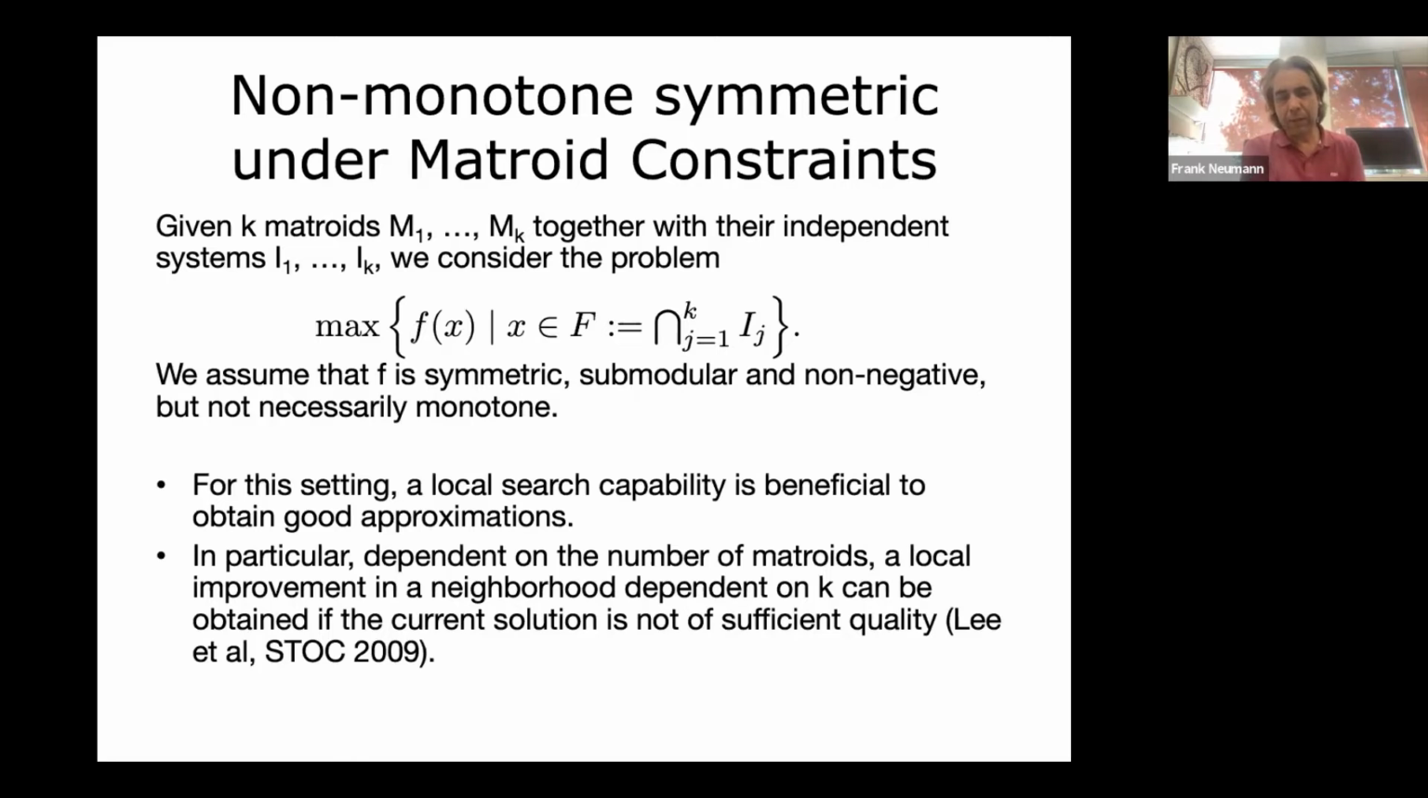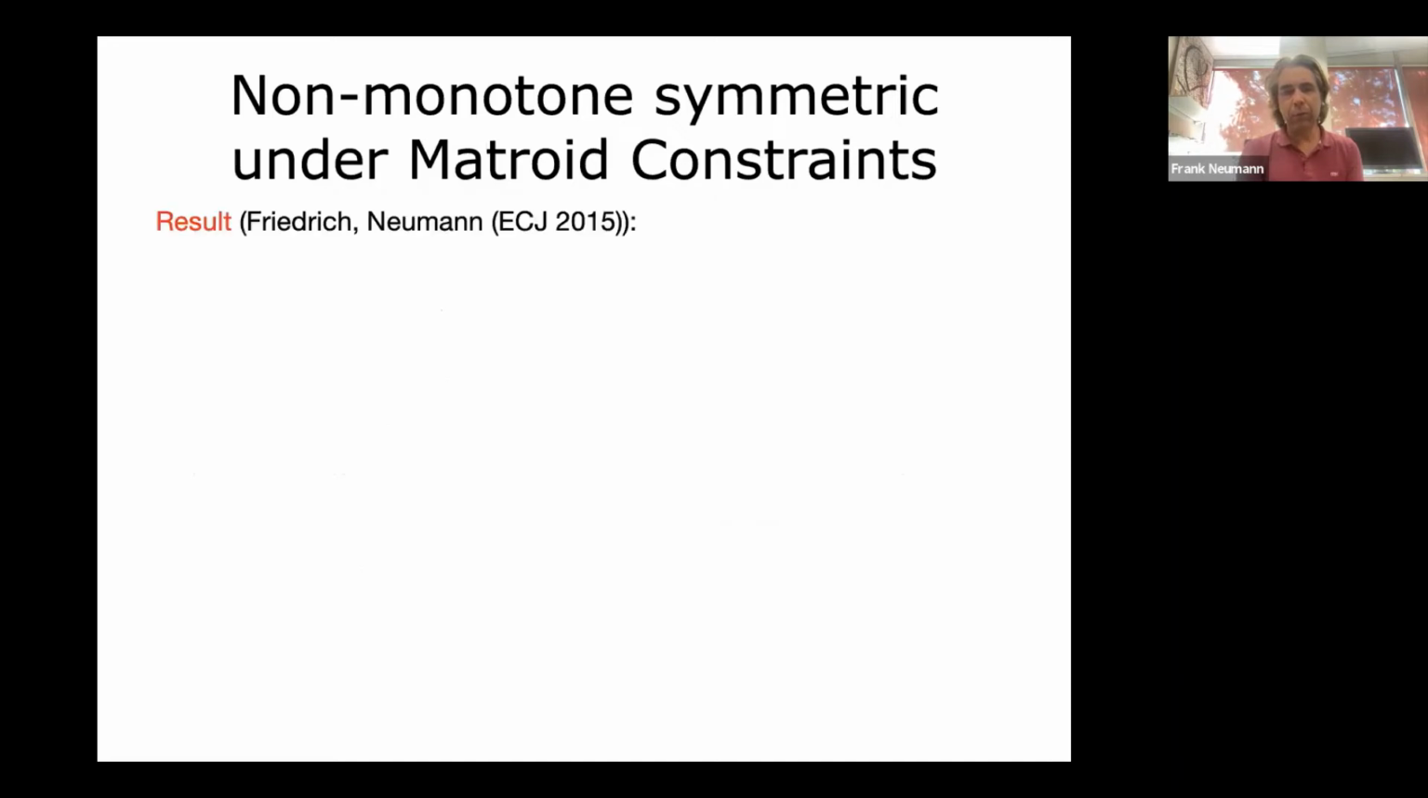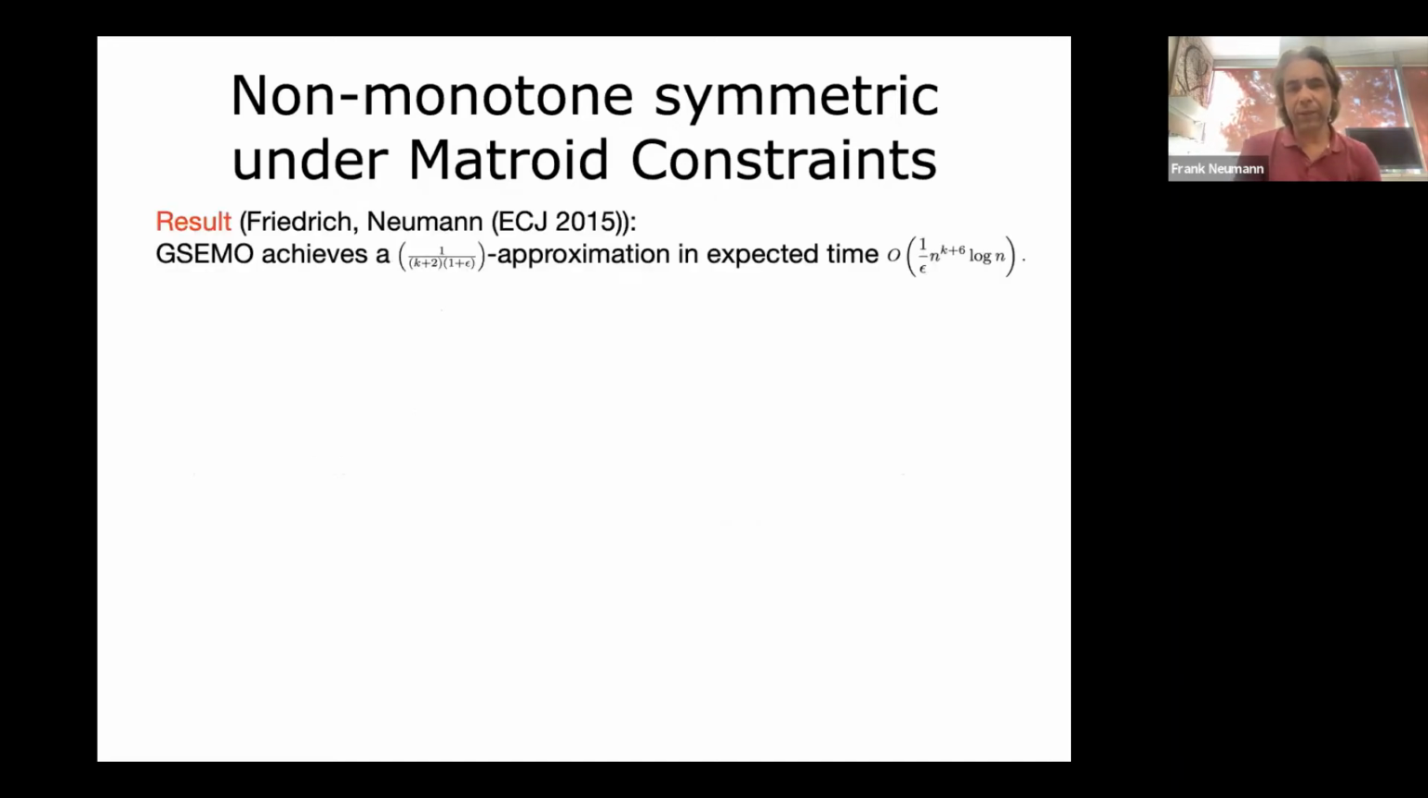And there's a result by Lee et al. that has been at STOC 2009 that essentially says you can have local improvements where the local neighborhood that you have to search essentially depends on the number of matroids that you're looking at. Okay, so what does it mean for GSEMO? For GSEMO, it means you're getting essentially the same approximation in expected time that depends on the parameters, but it's essentially also polynomial if the number of matroids is constant.